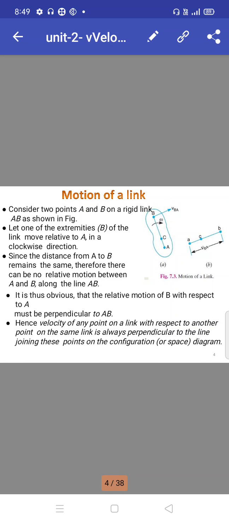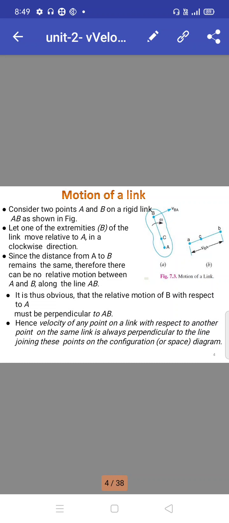Motion of a link. Consider two points A and B on a rigid link AB. Let one of the extremities B of the link move relative to A in a clockwise direction. Since the distance A to B remains the same, there can be no relative motion between A and B along the line AB. It is thus obvious that the relative motion of B with respect to A must be perpendicular to AB.